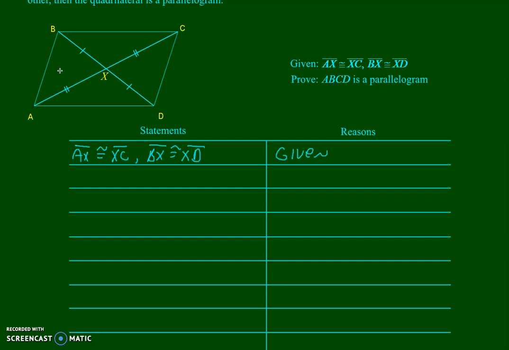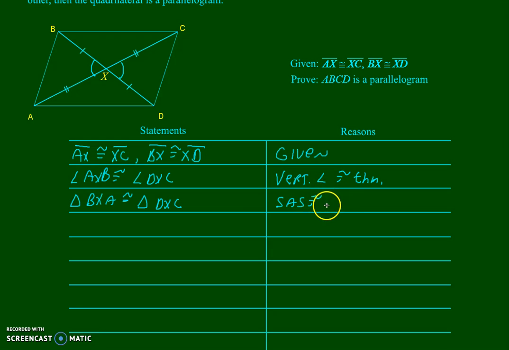So let's go ahead and get started, and we'll write down our first statement, which is angle AXB is congruent to angle DXC. Vertical angle congruence theorem. So we know this is congruent to this. Now we know these two triangles are congruent, so triangle BXA is congruent to triangle DXC by side angle side congruence.